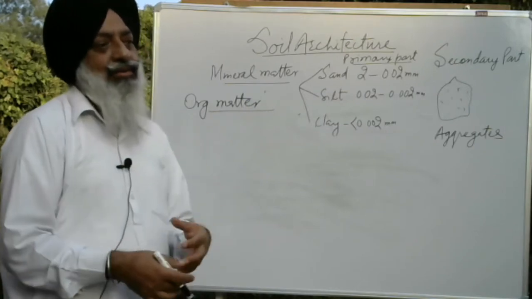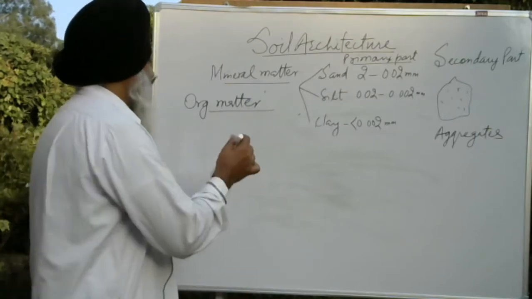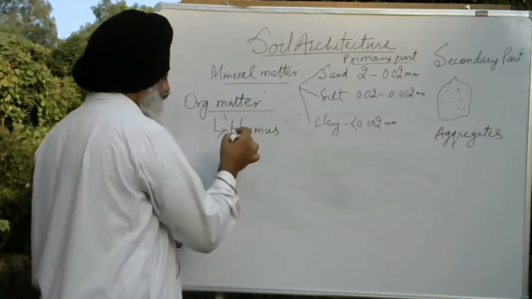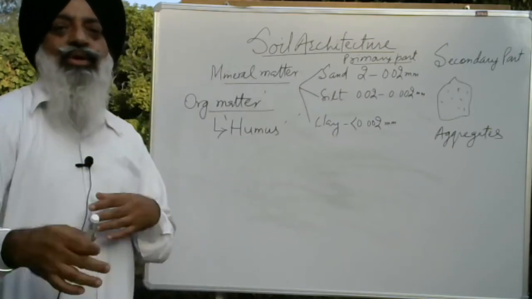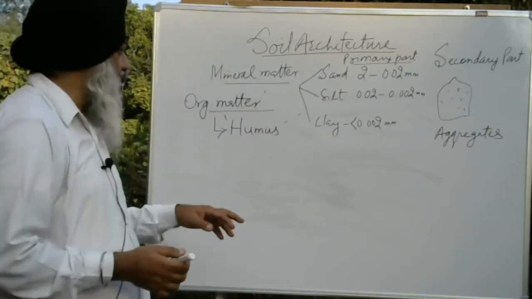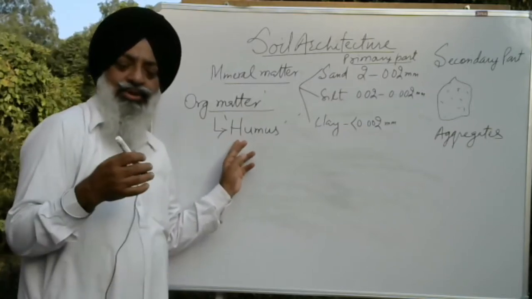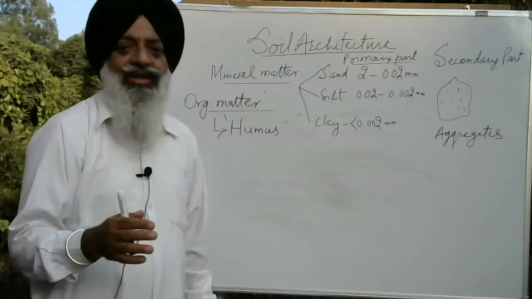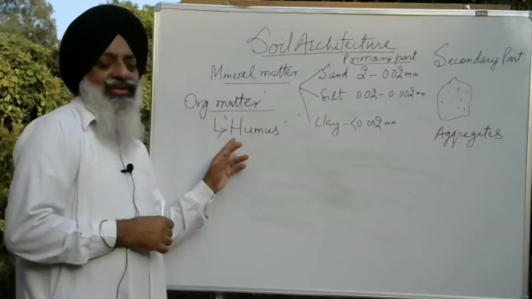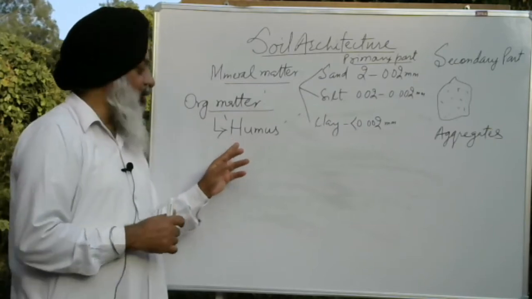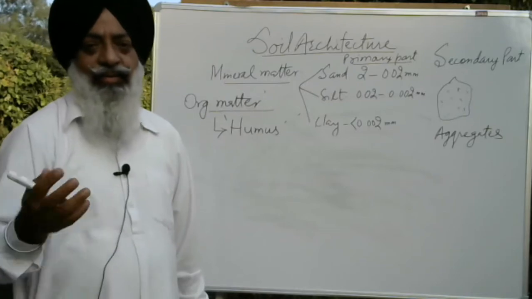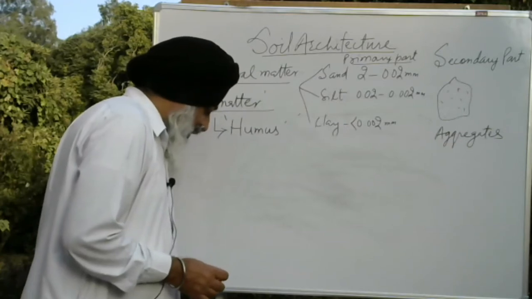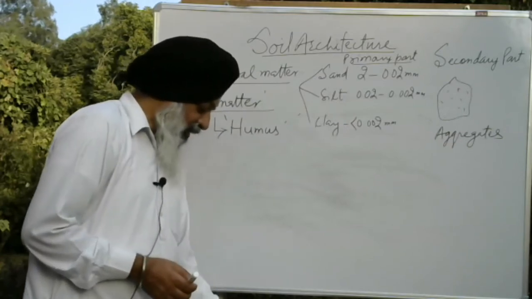So some part could be decomposed fully, and when we say decomposed fully, the end product is called humus. So humus in fact is the more resistant part of organic matter present in the soil, but it does not mean that humus will not get further decomposed. It also gets decomposed, but the rate of decomposition is very slow. So that's why we say that it is the end product, though it is not exactly the end product. Its color could be black, its color could be brown, depending upon the type of organic matter you are adding into the soil.